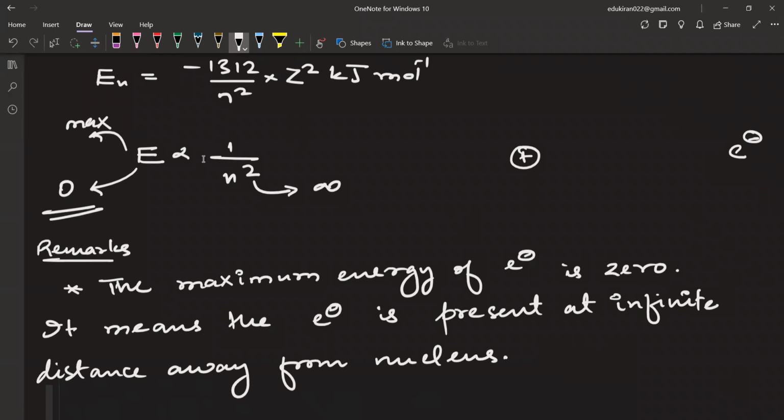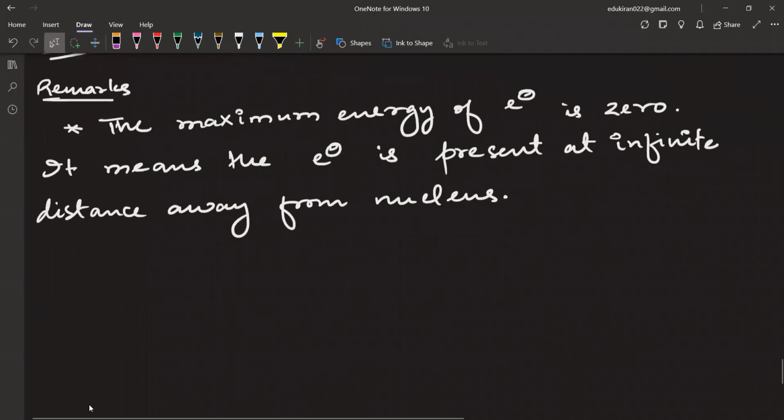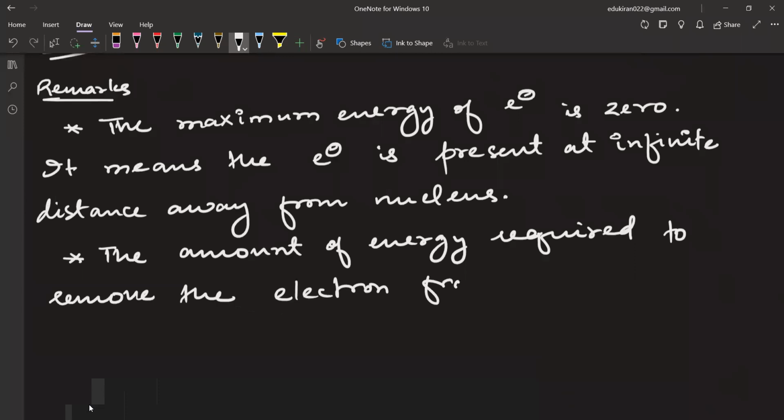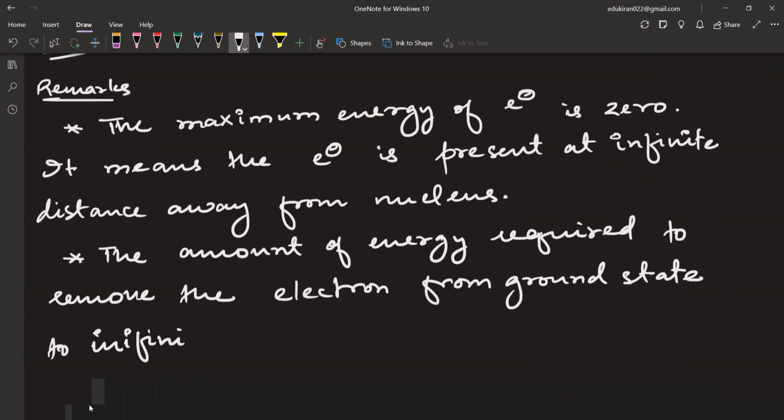अब देखते हैं हम लोग, like what will be the energy required, okay, right here, the amount of energy required to remove the electron from ground state to infinity is called ionization energy.